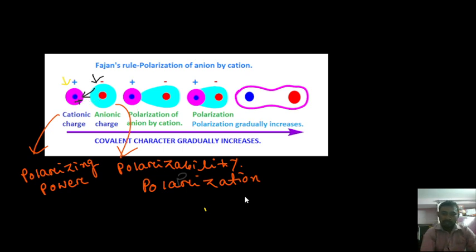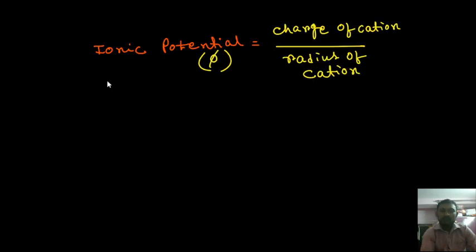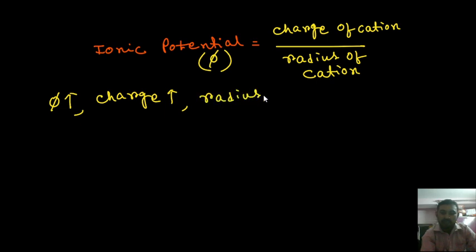So from the ionic potential values, with increase of phi, that means the charge of the cation increases, and as it is inversely proportional to the size of the cation, with decrease of the radius or size of the cation, phi increases. So phi increases means the covalency increases.